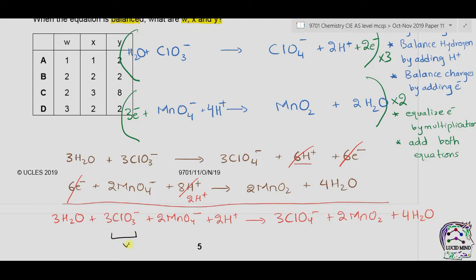ClO3⁻ is given as W, so W is equal to 3. MnO4⁻ is given as X, so X is equal to 2. H+ is given as Y, so Y is also equal to 2. The answer is therefore D.